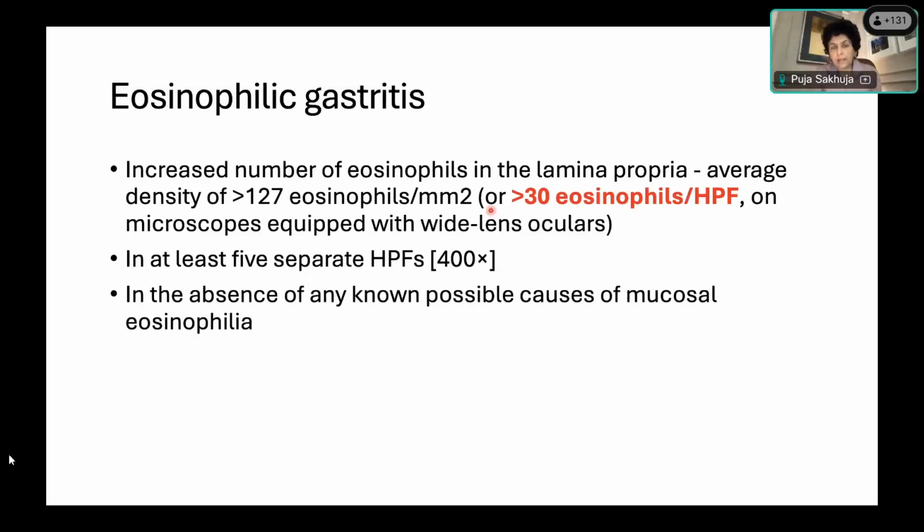Now you can also get eosinophilic gastritis. In eosinophilic gastritis, you need more than 30 eosinophils per high power field, and it should be in at least 5 separate high power fields, not in just one. And again, the absence of any known possible cause of mucosal eosinophilia. So, if the patient has eosinophilic esophagitis and gastritis, what is the clinician going to look for?